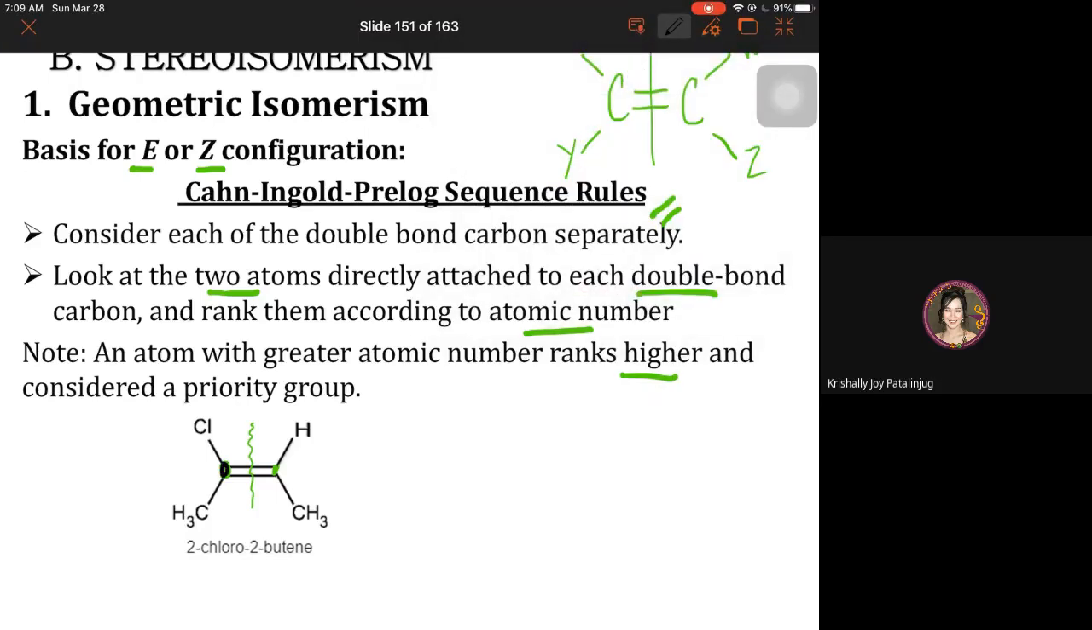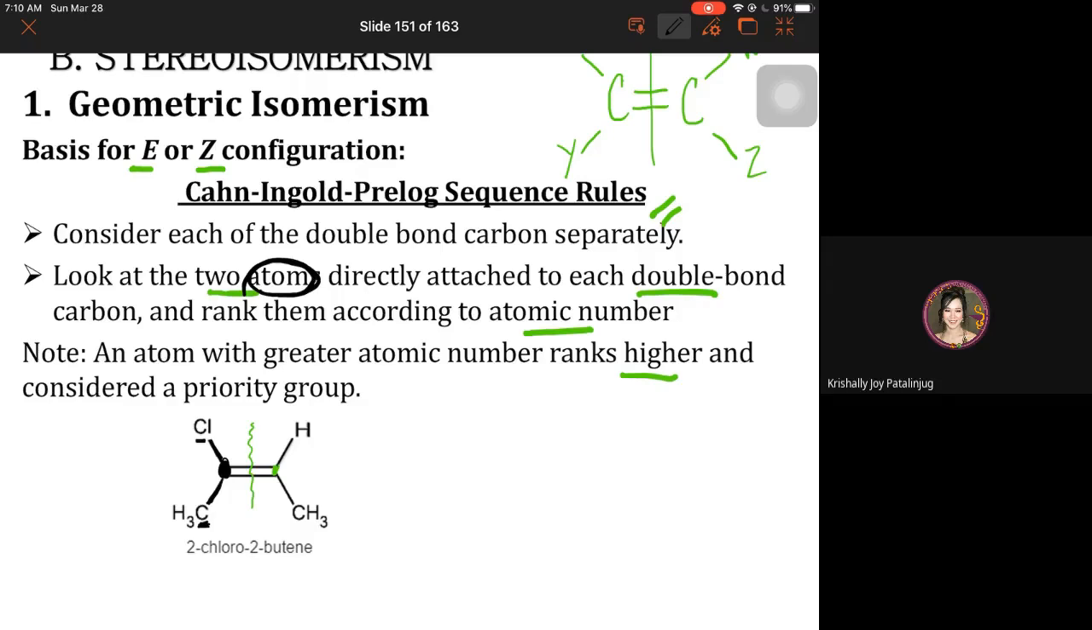For this double bond carbon, look at the group of atoms directly attached to it, and then rank the atoms directly attached to it based on their atomic number. What is directly attached to it is chlorine, and on the other side, carbon. Okay? Chlorine, and below, carbon. Again, we're talking about the atom, not the group of atoms directly attached to it. The atom itself that is directly attached to this double bond carbon. Rank it based on atomic number. Which has the higher atomic number?